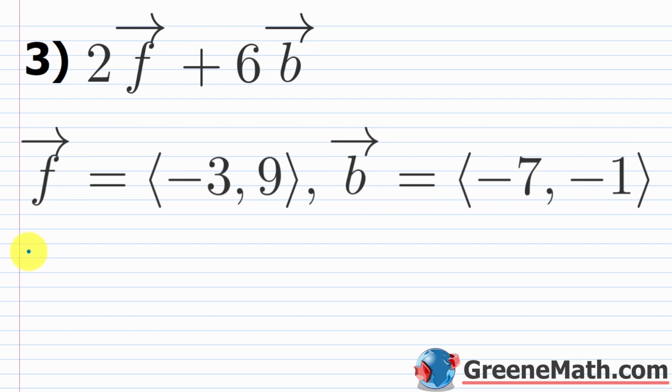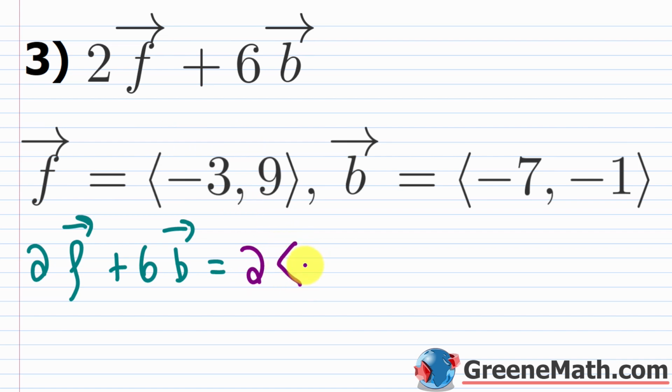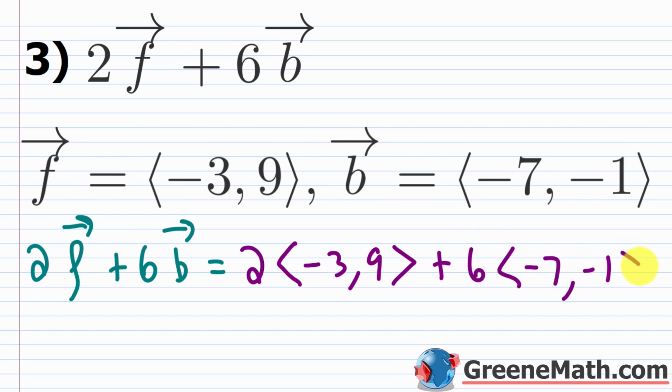Okay, so if we want to find 2 multiplied by the vector f, plus 6 multiplied by the vector b, what do we do? First, I'm going to deal with the scalar. This 2 that's being multiplied by the vector f, you're just going to end up multiplying 2 by each component. Let me show this fully. I'm going to put a 2 out in front of this vector, so you have -3 and 9 as the components. Let me put a plus sign. This 6 is going to multiply each of the components in your vector b. So let's put this 6 out in front, and put -7 and -1 inside here.